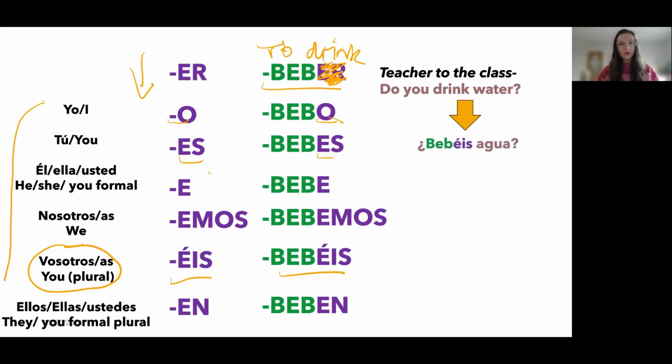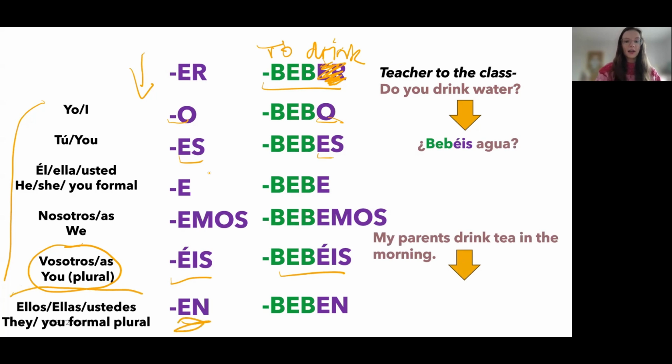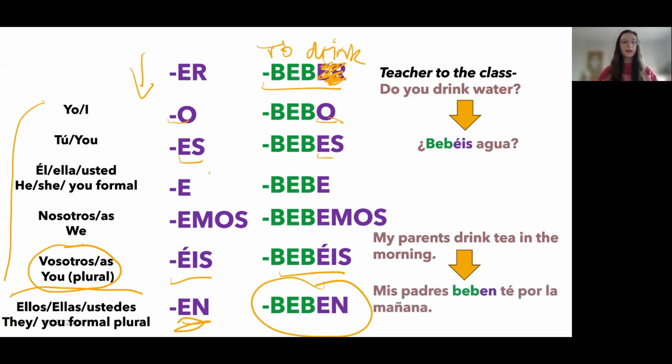Simply, "do you all drink water?" Next one, "my parents drink tea in the morning." Okay, so my parents is mis padres. We want to say "drink tea," so we want to say beber, which is obviously "to drink." And it's my parents, so it's plural, it's "they," yeah? So we know the ending is en, so we get beben. So mis padres beben té por la mañana. Okay, por la mañana is "in the morning." So mis padres beben té por la mañana.